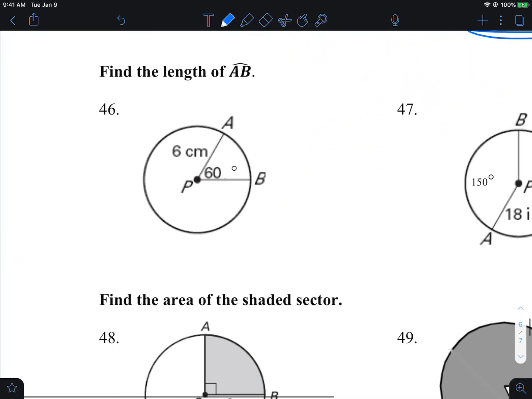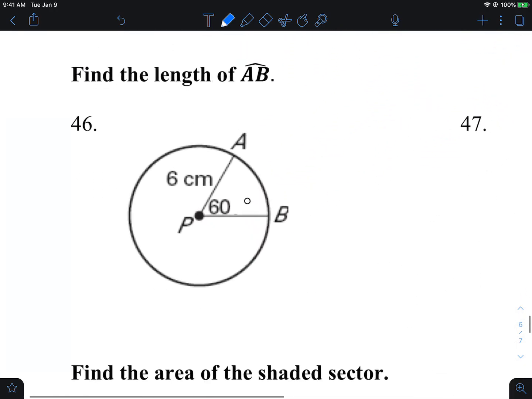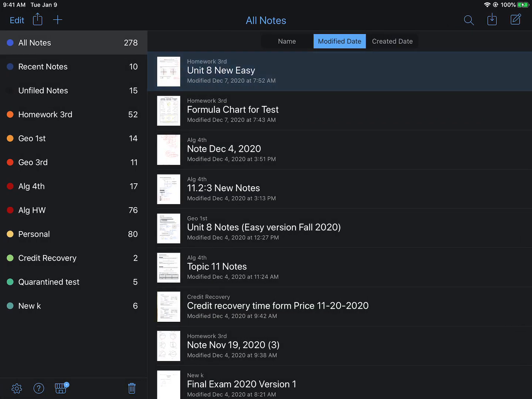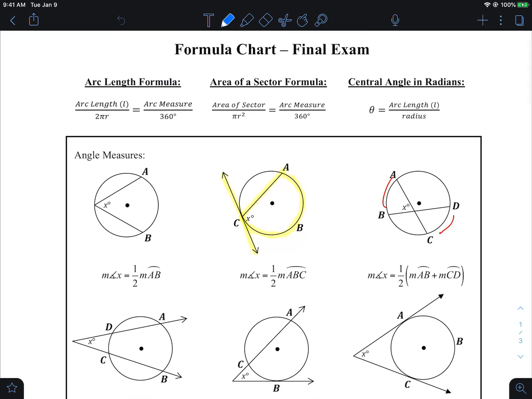Okay, 46, 47, they're asking us to find the length of the minor arc AB. Just in case they did ask for the major arc, just make sure you use, instead of 60 degrees, everything but the 60 degrees. You do 360 minus 60 to find that angle. Alright, and then this is actually on the formula chart as well. They have the arc length and the area of sector formulas right here.